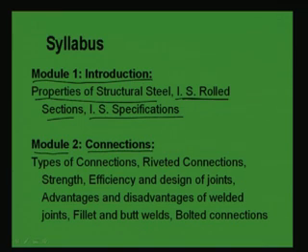Connection means connections between two members, like, say, beam and column. When a load is coming from beam to column, the load will pass through that connection. So, the connection should be designed in such a way that the load passes without failure. So, connection is an important aspect of design of steel structure.